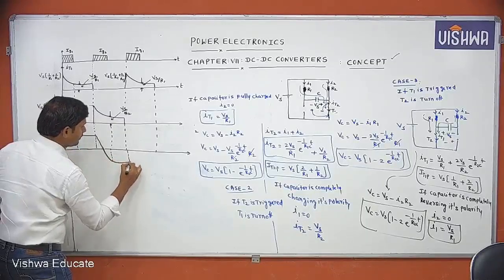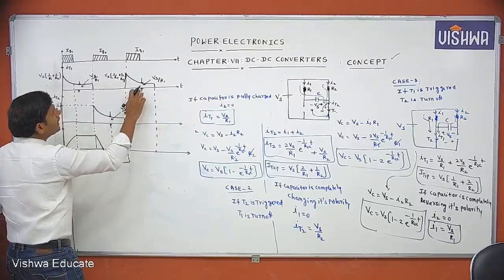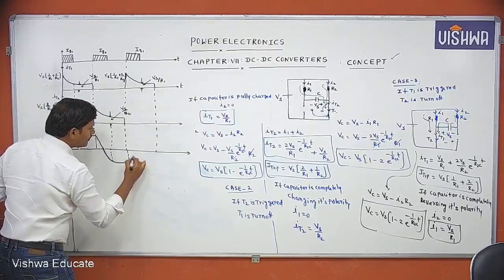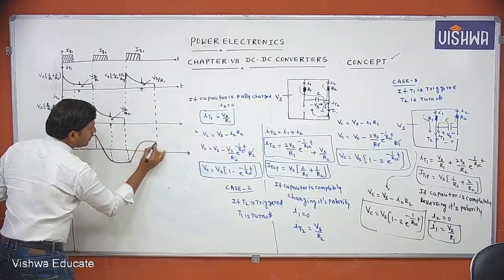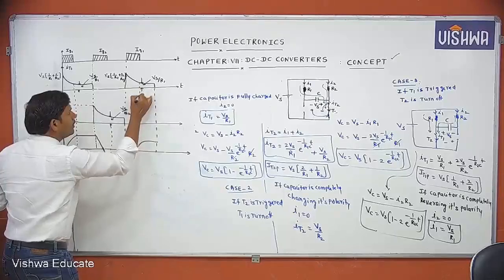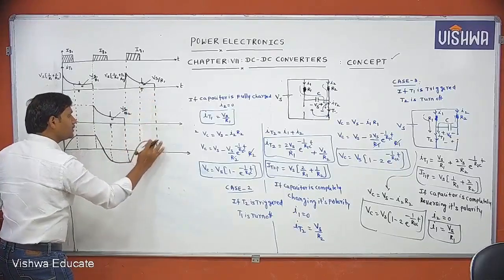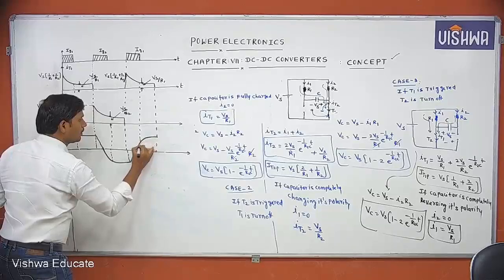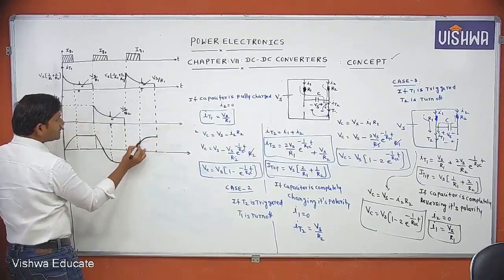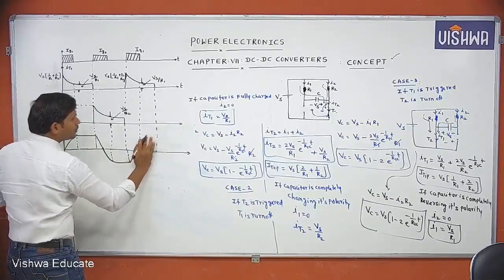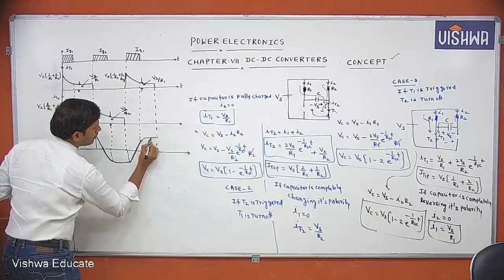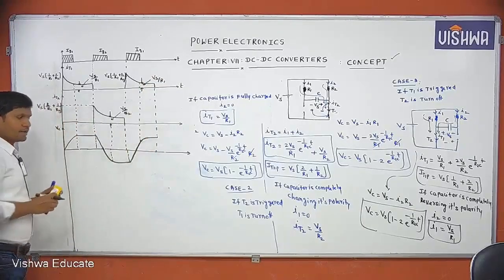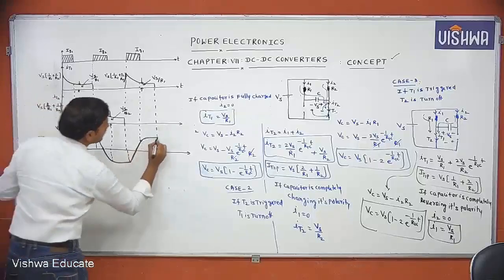Like this. Now again, which is triggered here? T1 is triggered, again changing its polarity. Once it is completely charged, then it is charged to Vs. Then the only current is Vs by R1. This is the voltage across the capacitor.